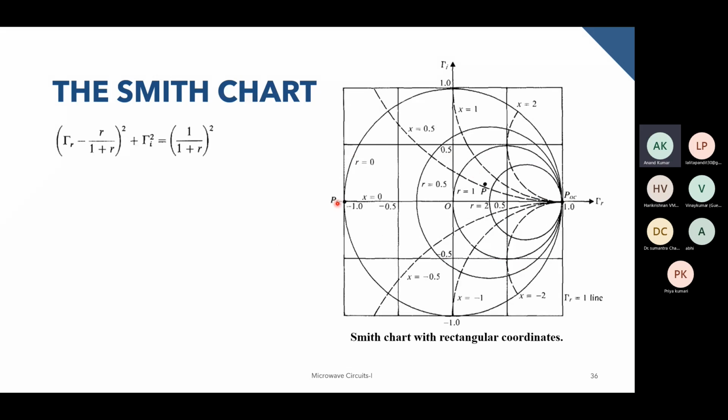No need to focus on all the lines. Just focus on the solid circles. As you can see, these are for different values of r. For example, this particular circle is for r equal to 0, the biggest one. Then r equal to 0.5 will give you this circle, r equal to 1 will give you this circle, and r equal to 2 will give you this circle. If you keep increasing, the circles will become smaller and smaller. As you can see over here, the coordinates are gamma r and gamma i, so you only have to focus on the solid circles. This is how the locus varies for different values of r.